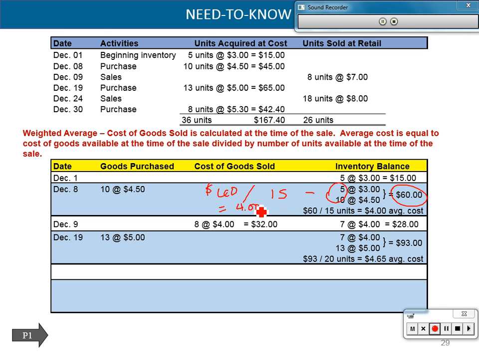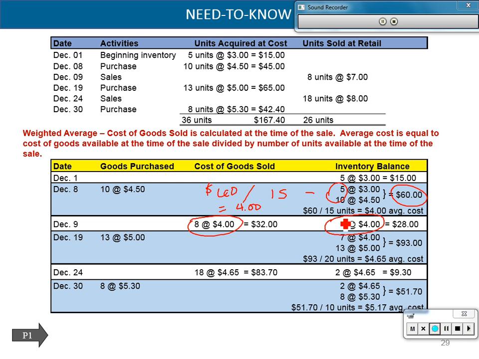What did we sell? We sold 8 units. Oh, excuse me, you were right. You sell 8 at $4, right? How many do you have left from those 15? 7 units. And they're going to be also at what? $4. Until we purchase more, 13 more on the 19th.